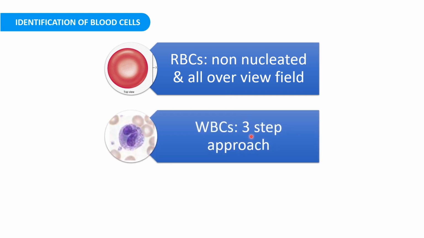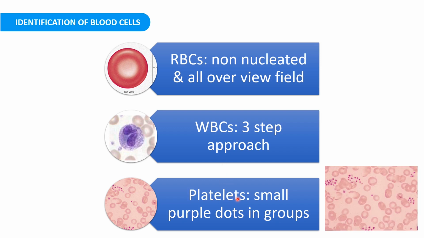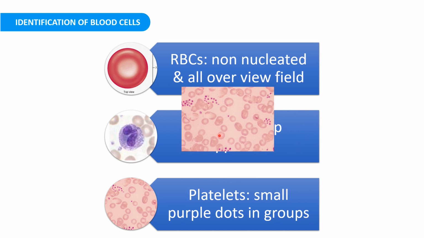Then WBCs, there is a 3-step approach for identifying which type of WBC is present. We'll come to that in the next slide. Then comes the platelets. They are the small purple colored dots which are present in groups. So usually purple colored dots in groups are the platelets. So these 3 types of blood cells are present, but most important are the WBCs. But let's first find out the RBCs and platelets and remove them from our mind.